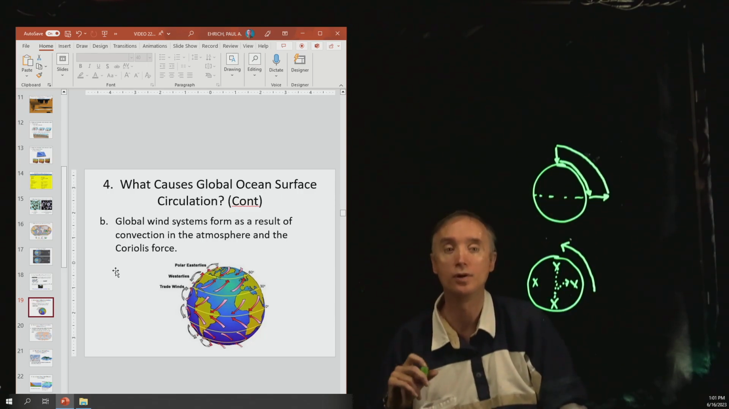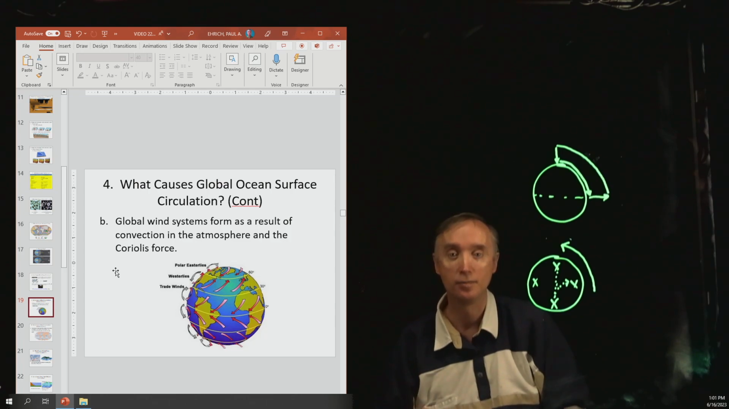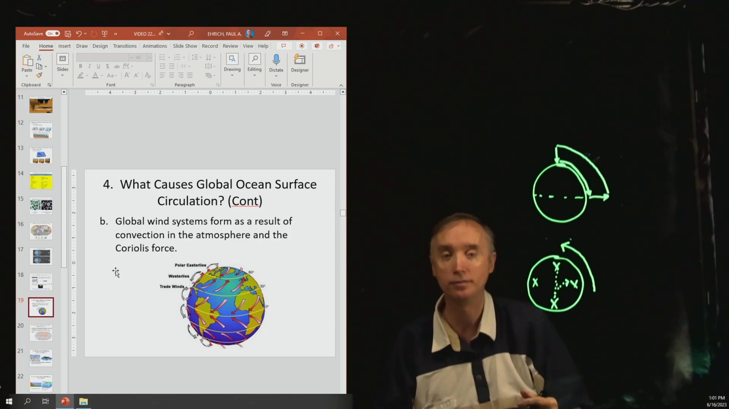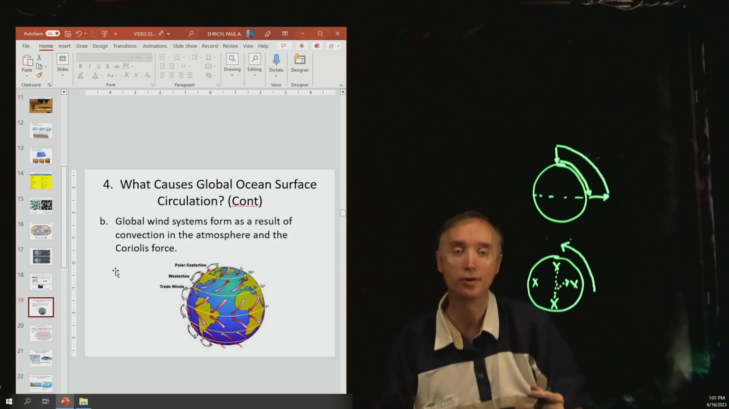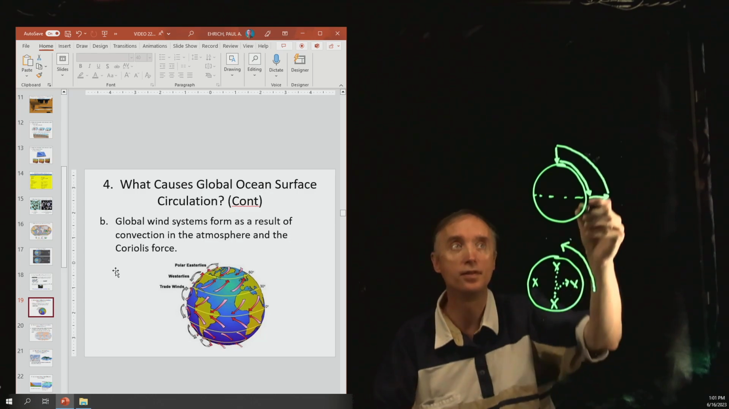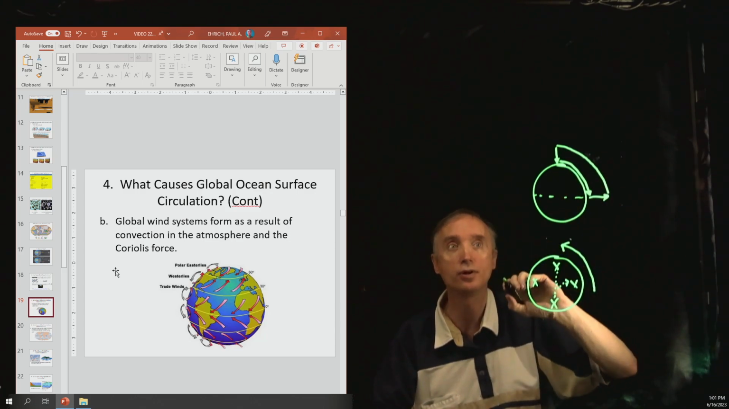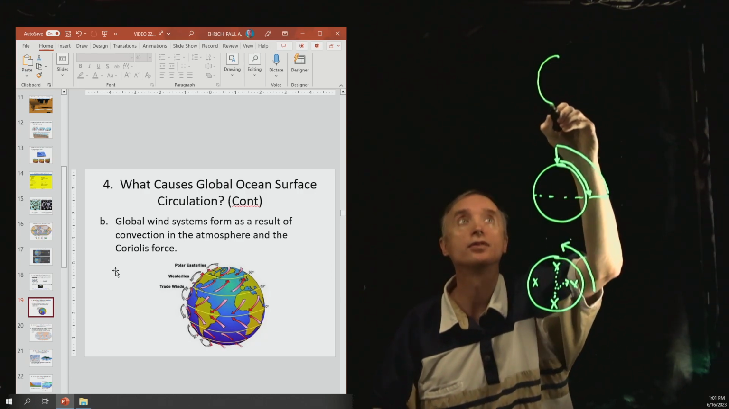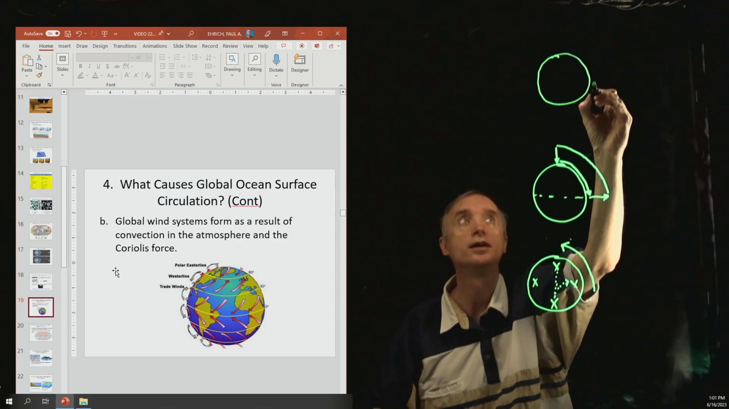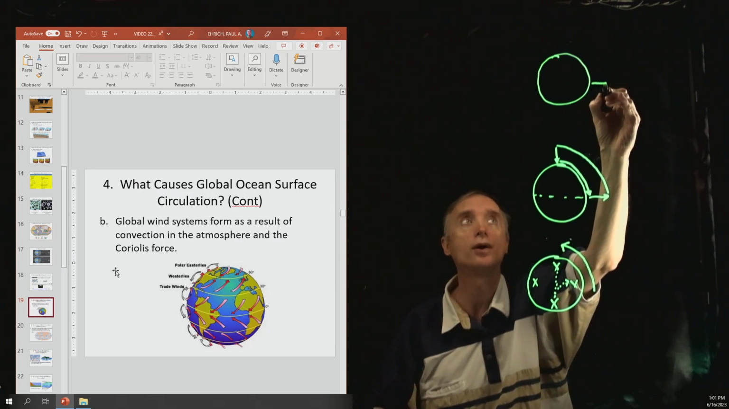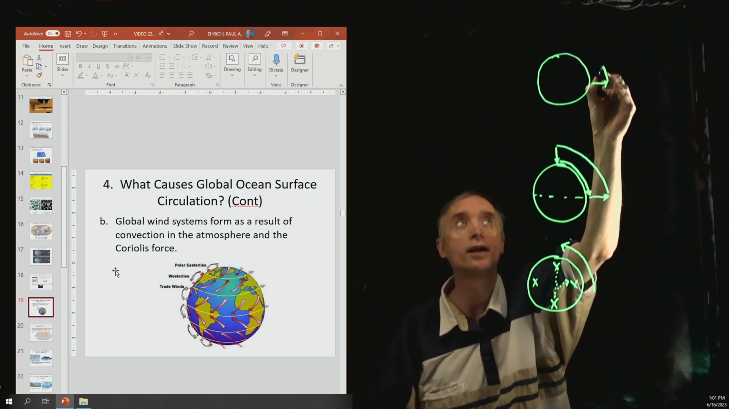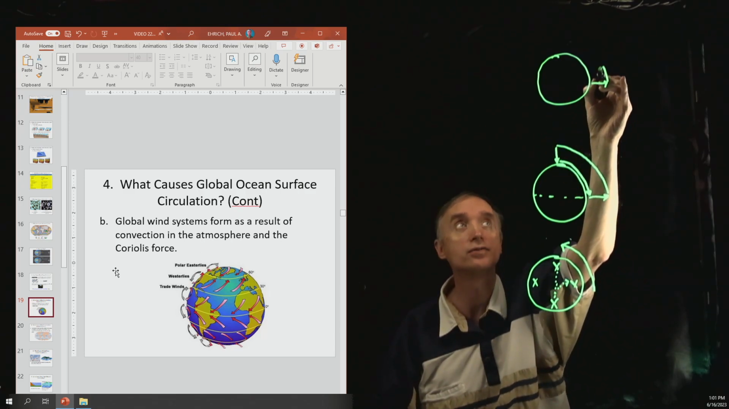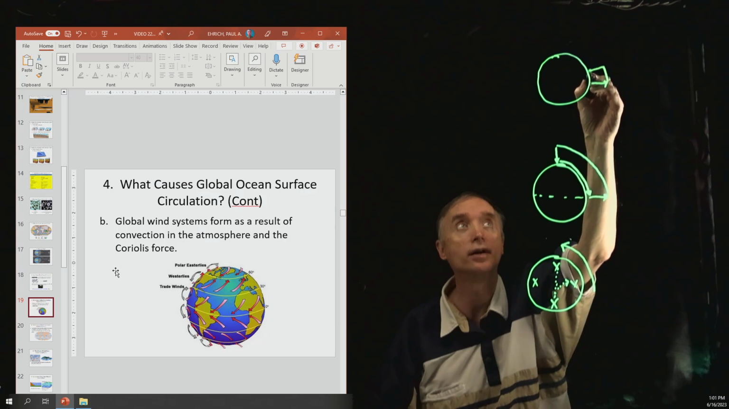That's if the Earth was not spinning. But because the Earth is spinning, because of the Coriolis effect, this convection cell gets broken up into 3 convection cells. So here's the Earth again. It still rises at the equator. It still tries to go north, but at about 30 degrees latitude, it comes back down again.